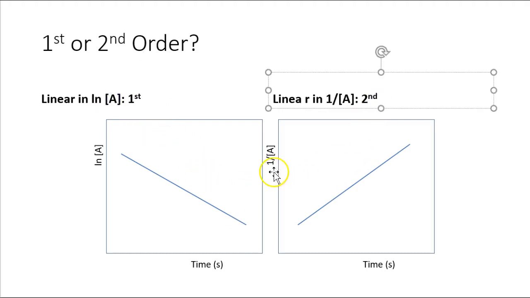Or we can plot the data as the inverse, 1 over the concentration of A, as a function of time. And for that, we'll see an increasing linear dependence. So you'll have a set of data that are concentration as a function of time, and you take the concentration and just take the inverse of it, and you'll plot that data. If you see a linear dependence increasing, then you'll know that the order with respect to reactant A is second order.